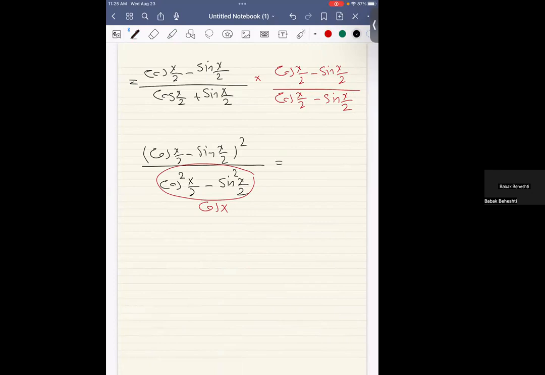But what about on the top? On the top, you have cos square of x half plus sine square of x half minus 2 times sine x half cos x half, divided by cos x, right? But sine square plus cos square is just 1.